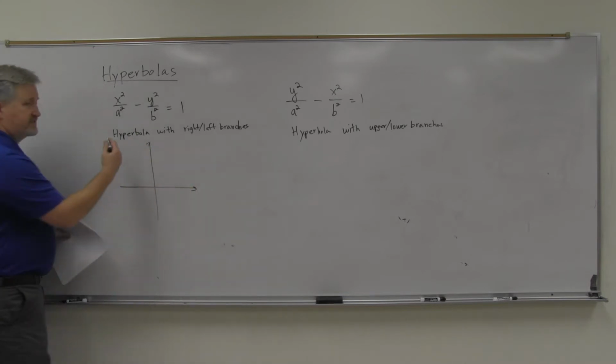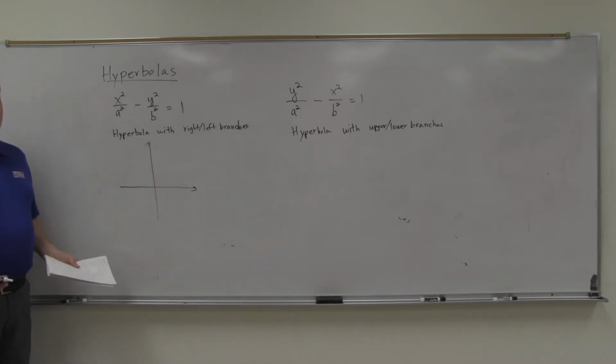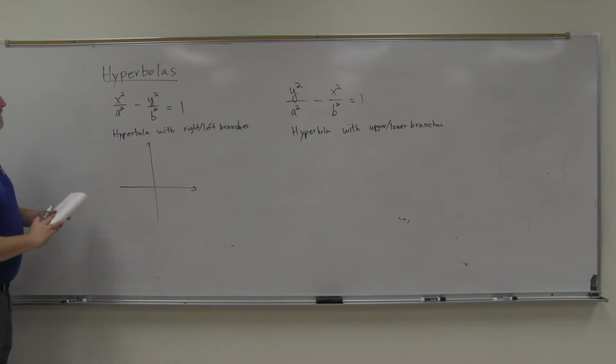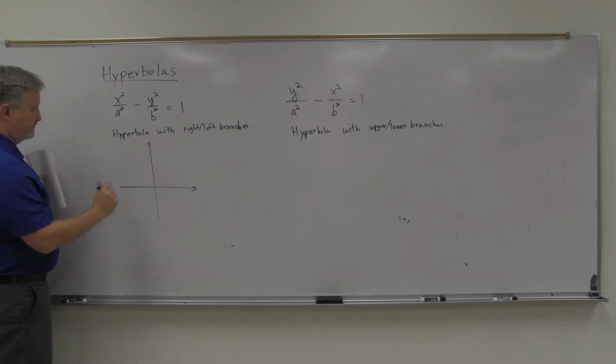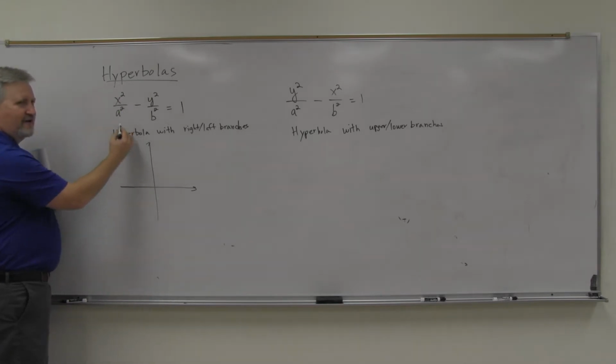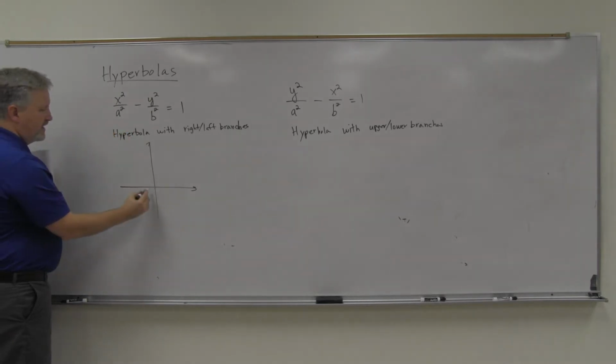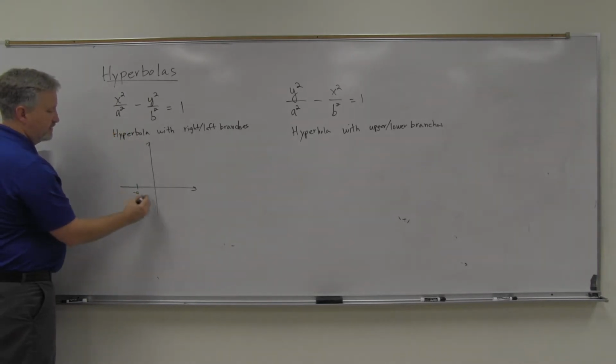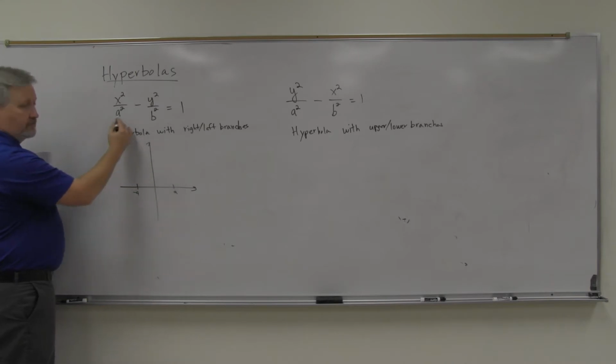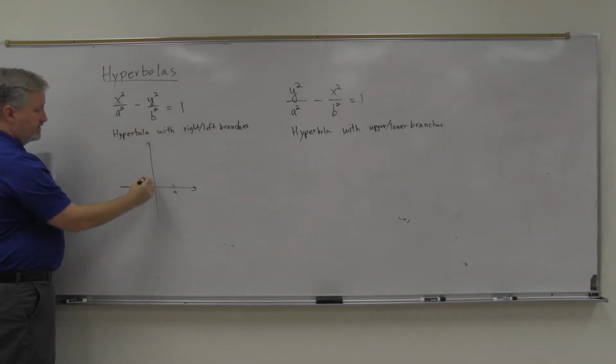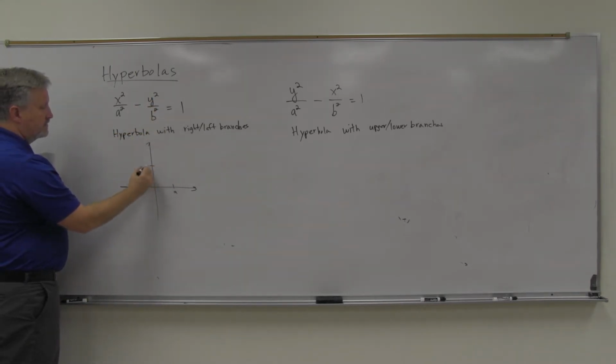So here's the way we're going to do it. Basically the same way we did with the ellipse, but different. X squared over a squared. All right, so I'm going to go out in x, we're going to go a and negative a, the square root of that, and then in y I'm going to go b and negative b.